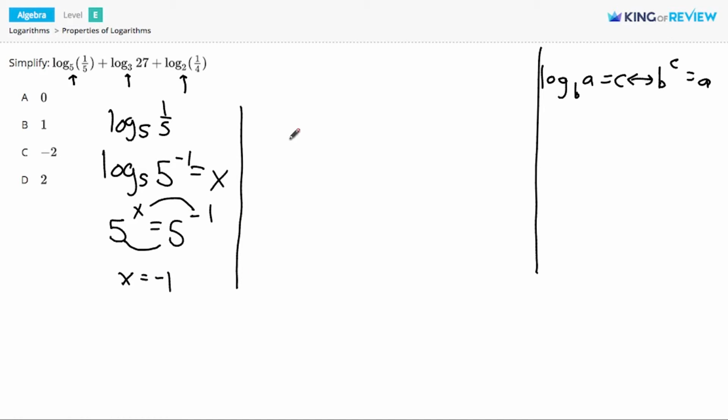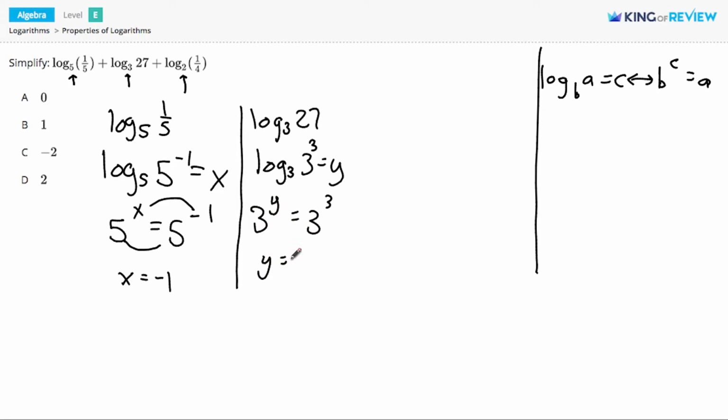Let's look at the second log, log base 3 of 27. 27 is a power of 3. In fact, it's 3 to the 3rd power. So if we set this equal to some number y, we can use the same property from the right to say 3 to the y equals 3 to the 3rd, and thus y must be equal to 3, the other exponent.